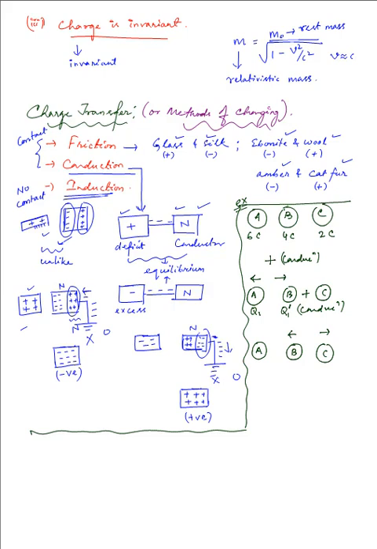So finally you have Q1, all that remains with A, you have Q2 now remaining with B, and some charge Q3 remaining with C. Let's see what is the value of Q1, Q2, and Q3. That is the question.